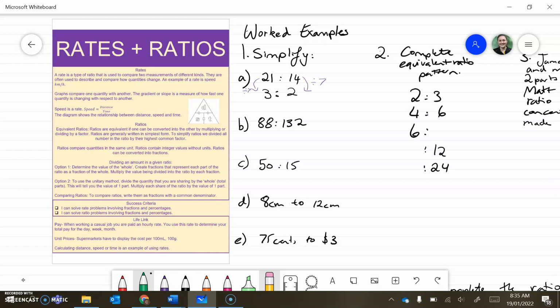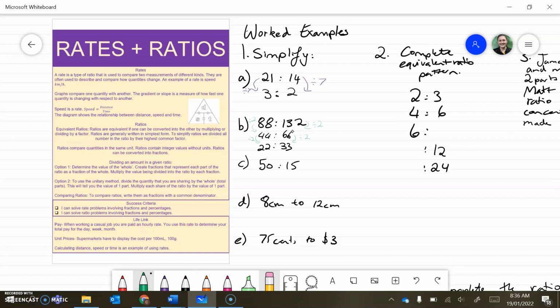Now, you may not be able to see that divisor straight away. So, for example, here, if I've got 88 and 132, I know both of them are even. So I might divide by 2 first. So then I'm going to have 44 and 66. Now, I can see that there's still a relationship between these two, so I can divide by 2 again. So 44 divided by 2 is 22, 66 divided by 2 is 33. I now have a look at these two numbers and know there's nothing in common, so it's 22 is to 33. Now you could have done that straight away by dividing by 4, or you can do multiple steps, it's up to you.